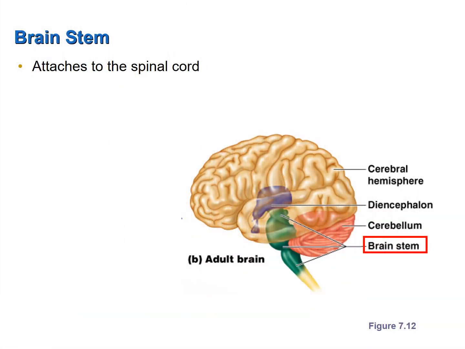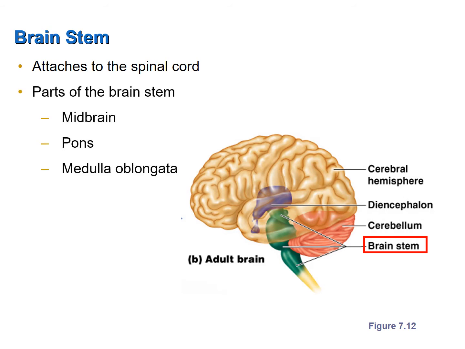The third region of the brain that we will discuss is the brainstem, shown here in green, and it is aptly named as it resembles a stem. Notice that the brainstem is inferior to the diencephalon and it is superior to the spinal cord. In fact, any signals passing between the brain and the spinal cord have to cross the brainstem.